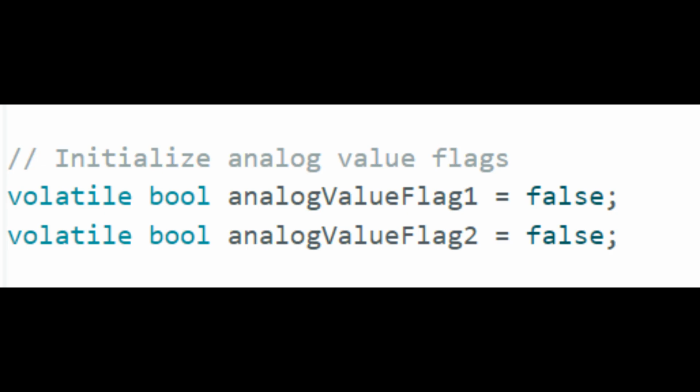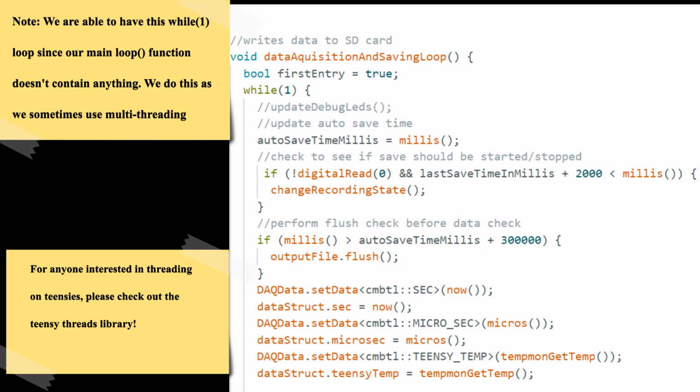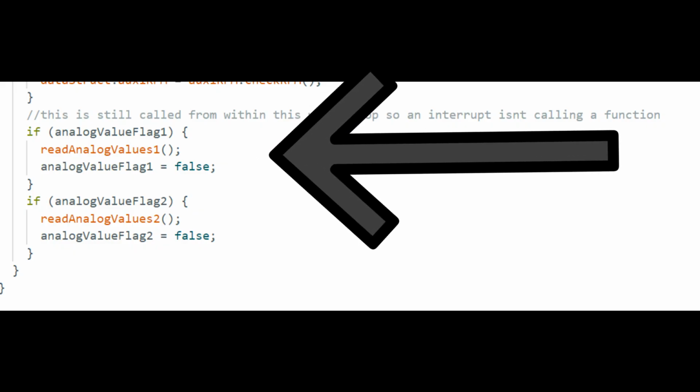Now, a lot of you may not have seen volatile before. What is it? Why does it matter? When do you want to use it? Well, volatile tells the compiler that your program should never, ever look for the cached value of this. You always need to get it from memory. That's important because when an interrupt interrupts a process, that previous process doesn't know that a value was changed. It has no context. In the case of our code, we have this data acquisition and saving loop. It goes through and says, right down here, if analog value flag was 1, then run readAnalogValues.